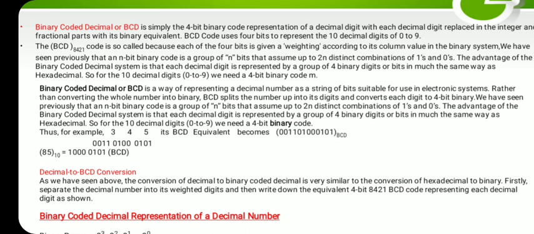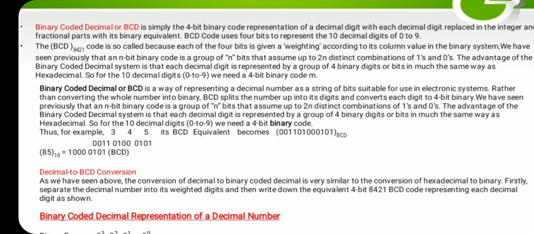The reason is we are coding each decimal digit with 4-bit binary, and decimal numbers are only 10 digits, 0 to 9. So definitely whichever combinations come after 9 are not considered; they are invalid. The numbers from 0 to 9, the decimal digits, are represented by a 4-bit binary number, and those are called valid codes.